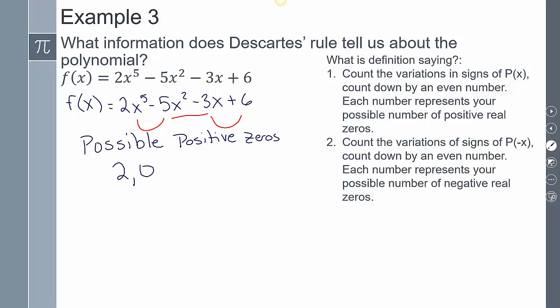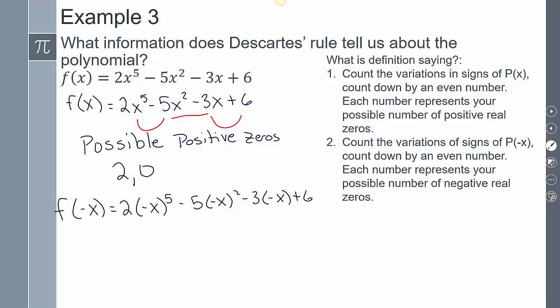Now to find the number of possible negative zeros, I have to do p of negative x. So that means you take negative x and you plug it into your function. So 2 times negative x to the 5th minus 5 times negative x squared minus 3 times negative x plus 6.